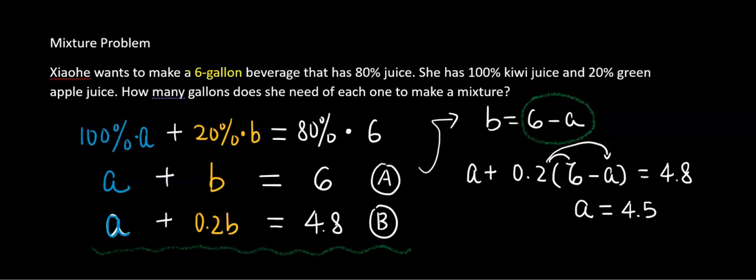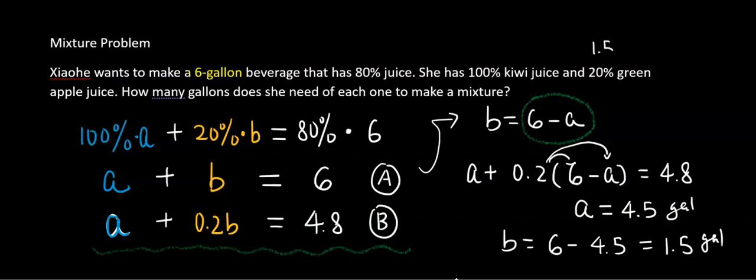Once you find A is 4.5, go ahead and look at this information. The total amount is 6 gallons. A is 4.5, which means B is 6 minus 4.5. B is 1.5 gallons. Let's put units here. So for 20% juice, we're going to use 1.5 gallons. For 100% juice, we're going to use 4.5 gallons. Then we'll be able to have a mixture that is 6 gallons, 80% juice. Happy learning!